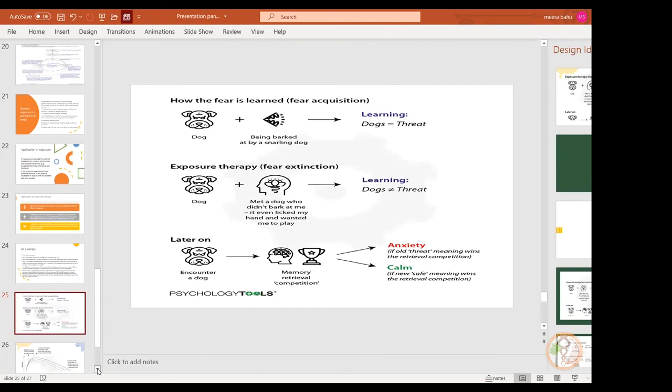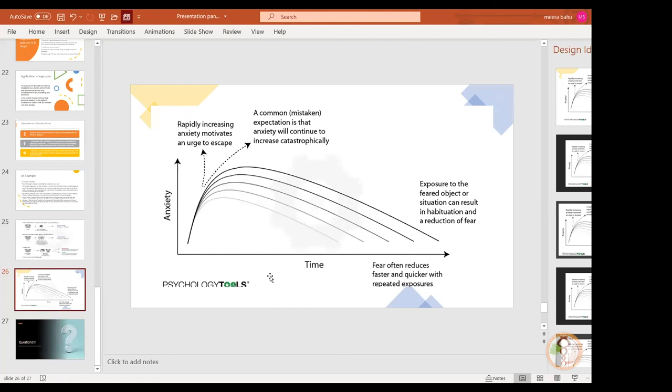That is important. Okay. So how this looks is that anxiety is rapidly increasing and motivates an urge to escape. The person doesn't like the dog. You bring the dog in front of them. Of course, they are going to escape.